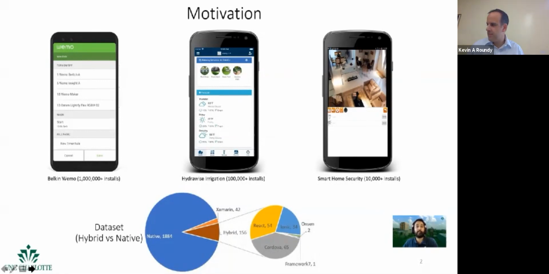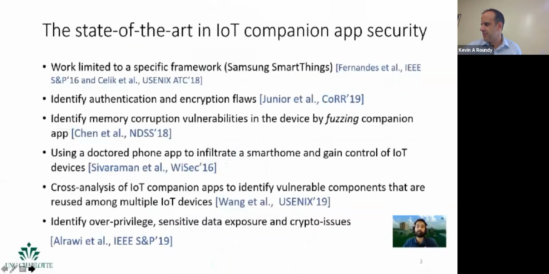Some of the web-based mobile apps in our dataset with a large user base include Belkin Wemo, Hydrawise Irrigation, and Smart Home Security. Our dataset consists of 102 web apps that have been separated out from a dataset of 2082 Smart Home companion apps. The state of the art is limited to analyzing security issues in native apps, and to the best of our knowledge, this is the first work that does a security analysis of web-based IoT smart home companion apps and demonstrates the consequences of each issue through either real-world case studies or hypothetical scenarios.